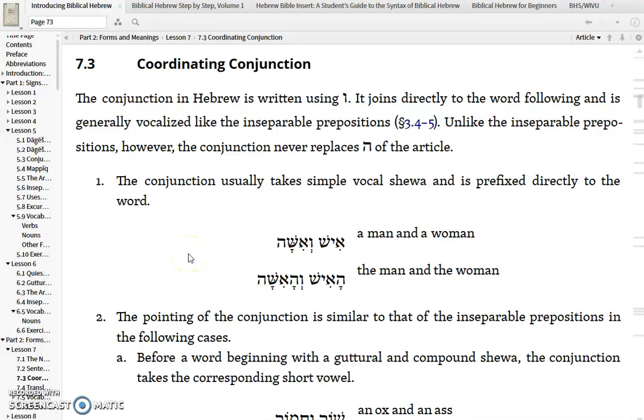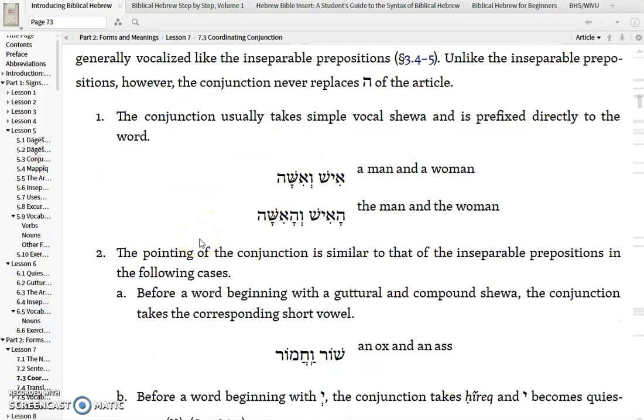I now move on to the coordinating conjunction v. The conjunction in Hebrew is written using a vav, originally a wow as we know, but a vav, I'll pronounce it v. It joins directly to the word following it and is generally vocalized like an inseparable preposition with a shavah under it. So for example, here you have a man and a woman, ish v'isha.